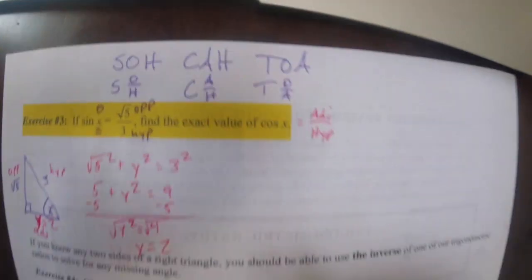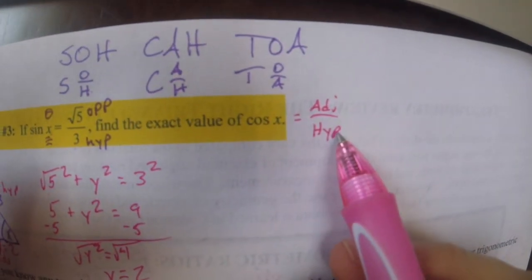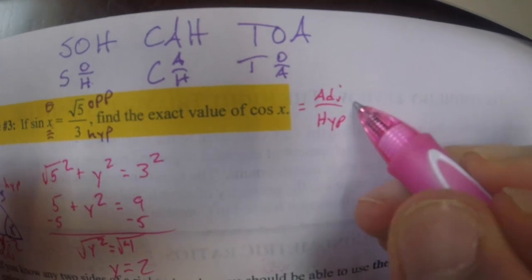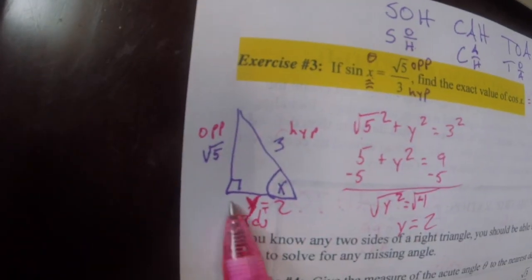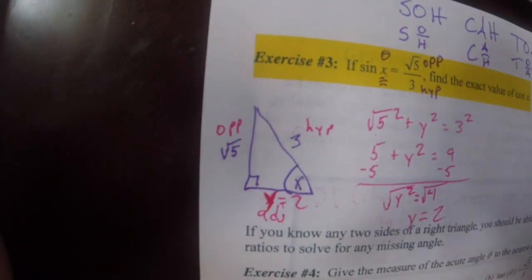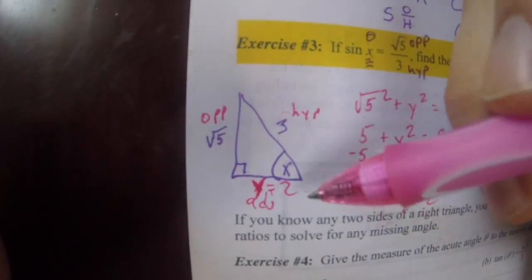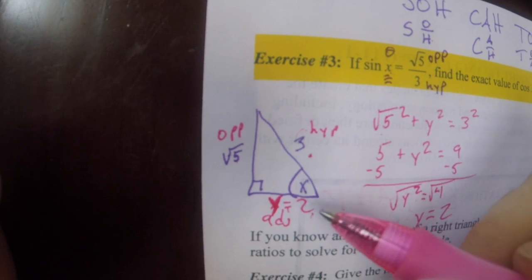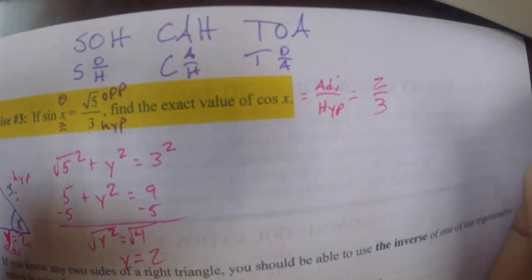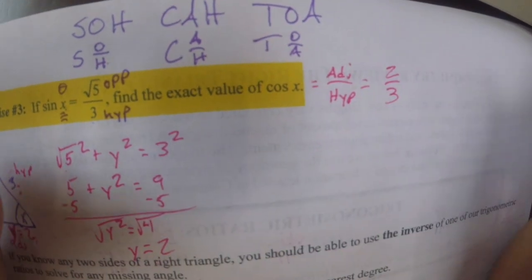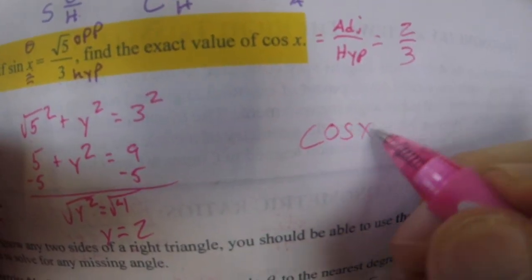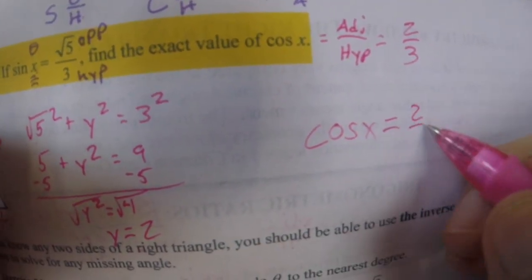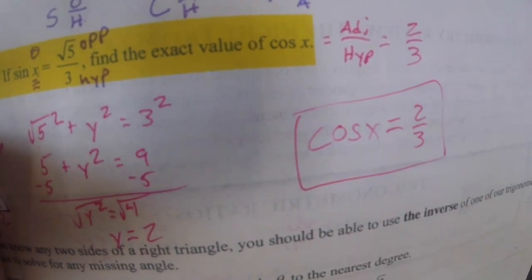All right. Cosine is adjacent over hypotenuse. Well, my adjacent is 2 units long. My hypotenuse is 3 units long. Adjacent over hypotenuse. 2 over 3. 2 is my adjacent, 3 is my hypotenuse. So the cosine of x equals 2/3, or 2 over 3. Dunzo.